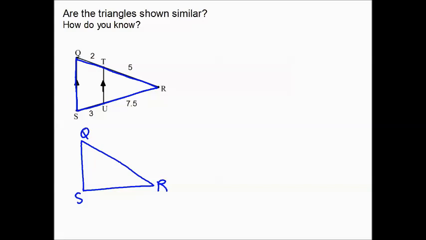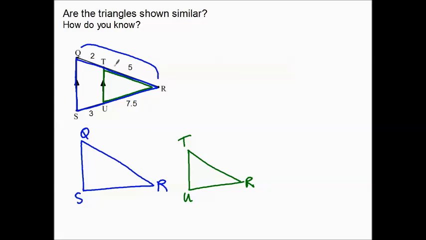And I see another triangle inside that triangle, TUR. So it's a little bit smaller. I'm going to draw it separate from the picture, TUR. Well, what do we know also from the picture? This length from Q all the way to R is 2 and 5 put together, so that's 7. This length from S all the way to R is 3 and 7.5, so that's 10.5. And in the little green triangle, TR is 5 and UR is 7.5.